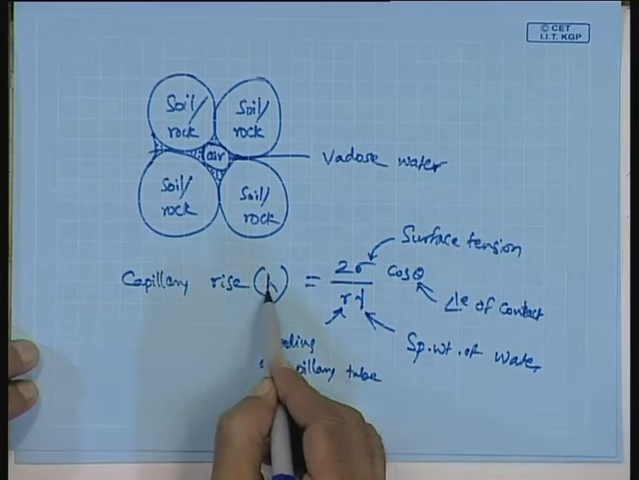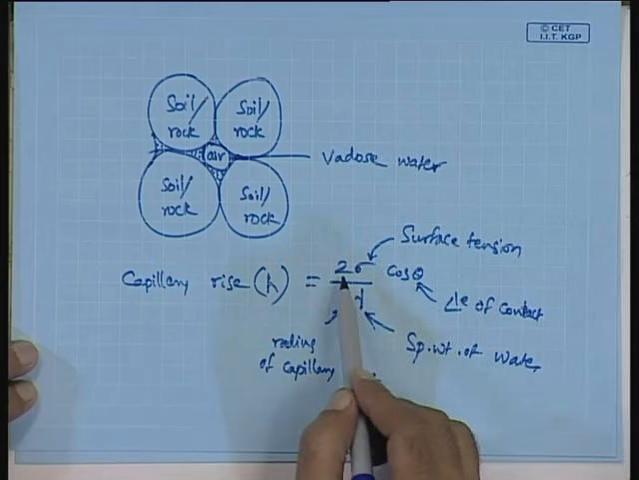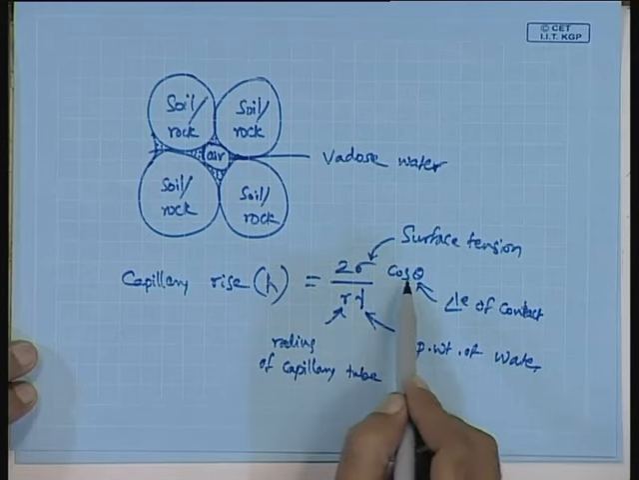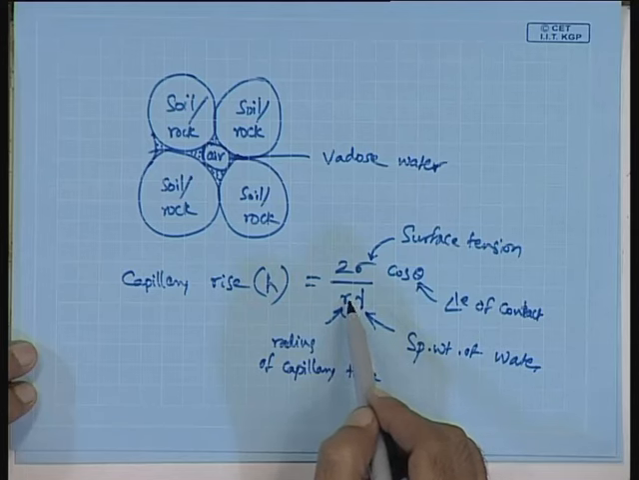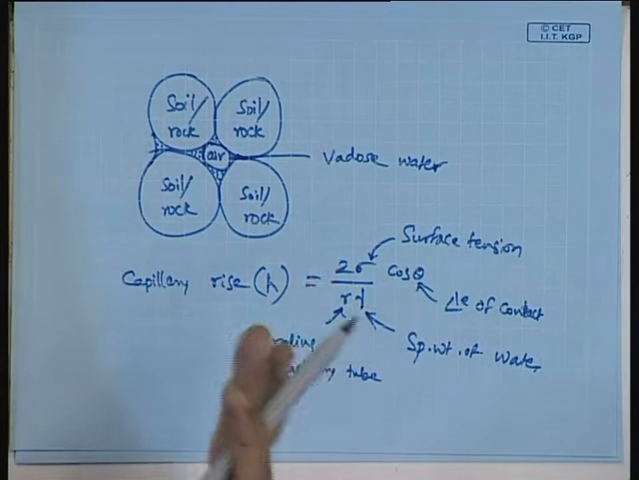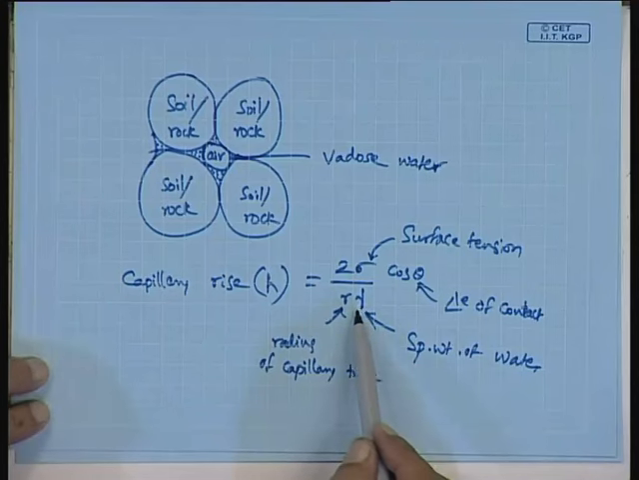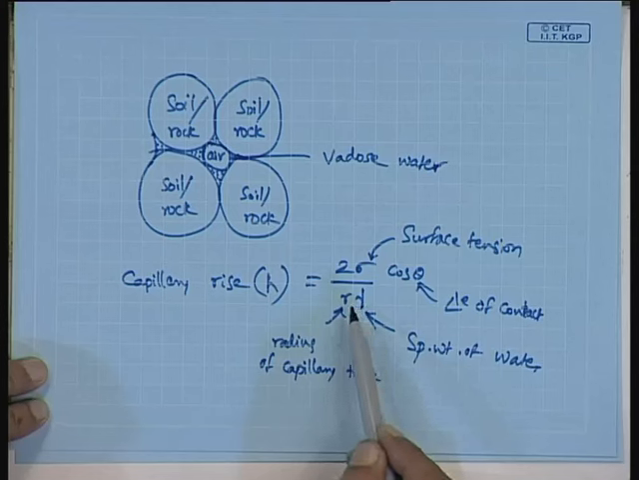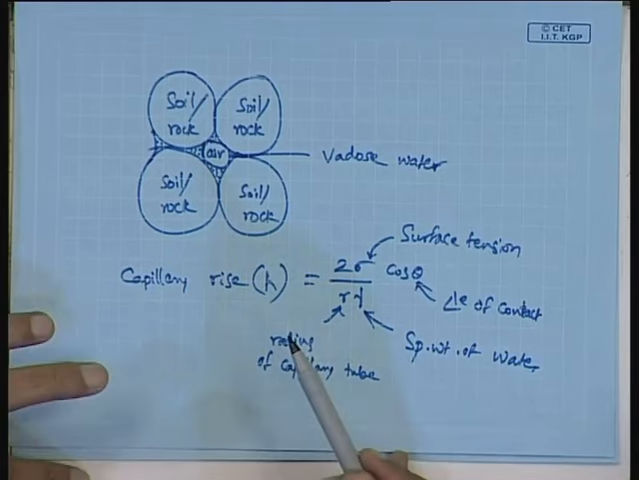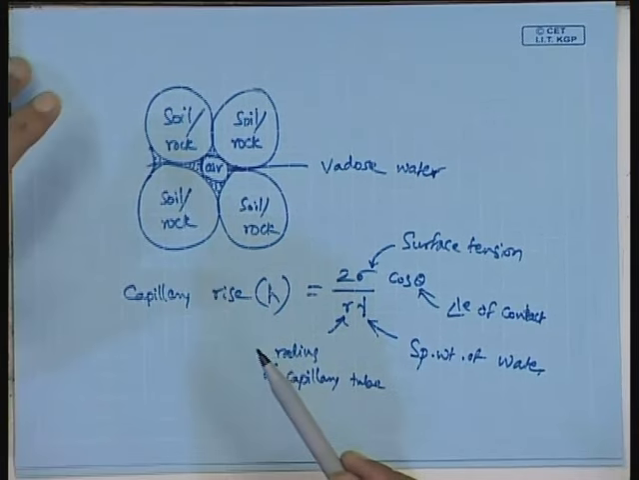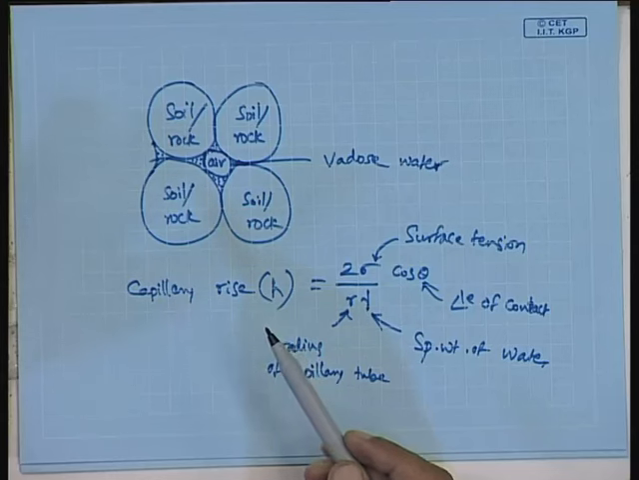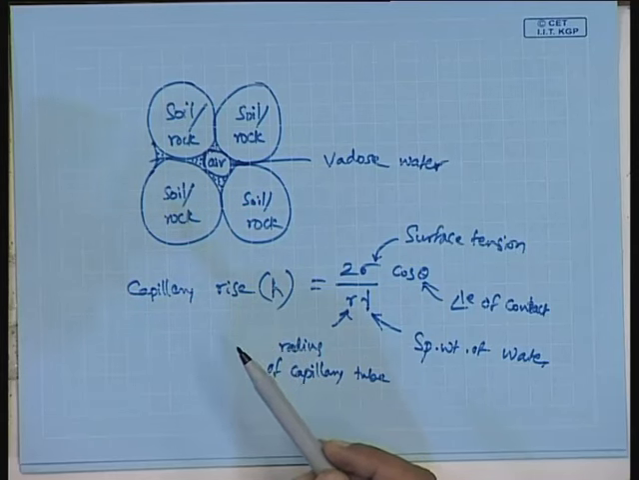So, based on these four parameters, that is the surface tension, which is measured as force per unit length, the angle of contact theta, R, the radius of the capillary tube, and if it is a slot, the semi width of the slot, as well as the specific weight of water, the height of the capillary rise can be determined, which determines the depth of the capillary zone or capillary fringe.